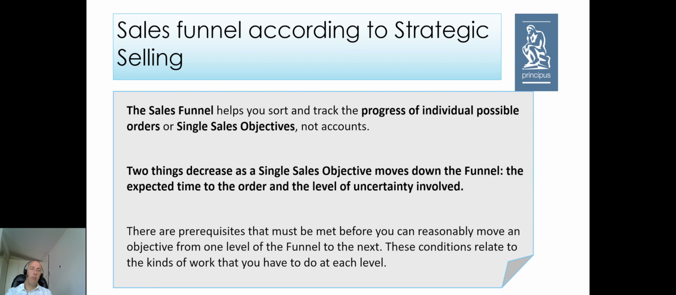Sales funnel can be the single most important indicator of company's future perspective. It offers insight into company potential. Sales organization is responsible for actions that will lead to healthy development of funnel movement. The sales funnel helps you sort and track the progress of individual possible orders or single sales objectives, but it doesn't work with accounts. Two things decrease as a single sales objective moves down the funnel: the expected time to the order and the level of uncertainty involved. If moving in the funnel doesn't reflect that, it is only forecasting adjustment. And we all know where this leads: to unpleasant conversation on closing calls at the end of the quarter.